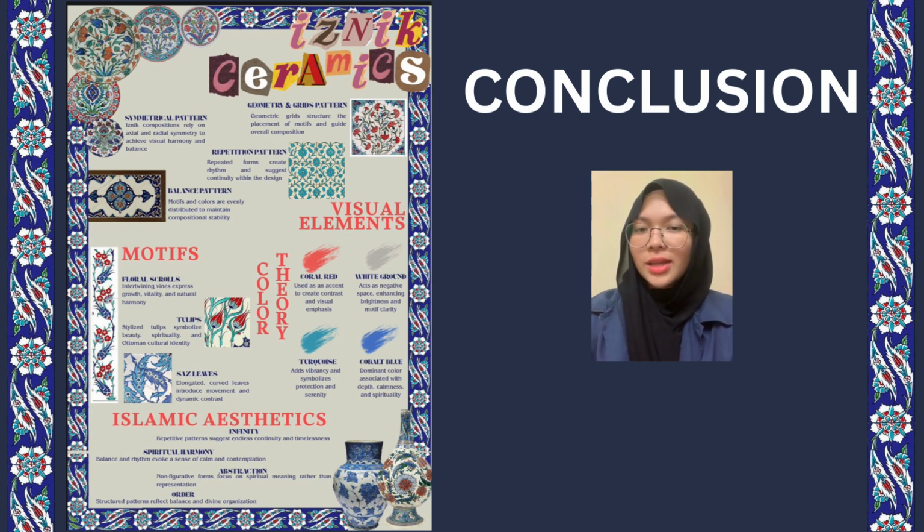In conclusion, Iznik ceramics demonstrate how formal visual elements can express deeper Islamic values. Through symmetry, geometry, motifs, and color, these designs embody unity, order, abstraction, and spiritual harmony. This infographic visually breaks down those compositional principles and shows how Iznik ceramics function as both aesthetic and symbolic works of Islamic art. That is all from me.